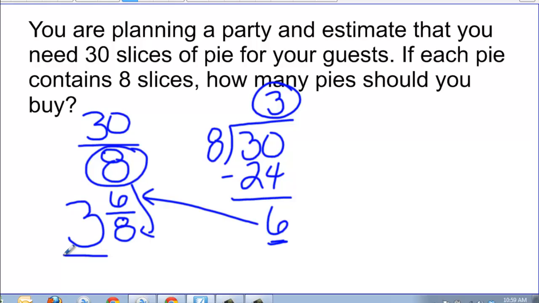Now, if I was going to leave this as a mixed number, I would want to simplify 6/8 because both of those numbers can be divided by 2, so I would divide them both by 2 to simplify. However, I'm not going to go to a bakery and ask them for 6/8 of a pie. Most bakeries wouldn't sell me that much. So I'm actually going to just say, well, I need more than 3 pies, so I'm going to go ahead and say that I need 4 pies here because I'm going to round up so that I make sure I have enough pie for all of my guests. So I'm just going to go ahead and buy 4.